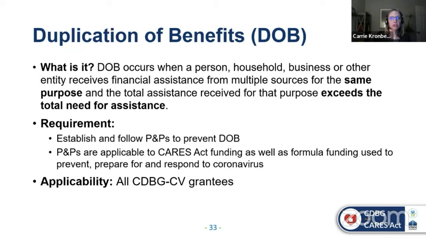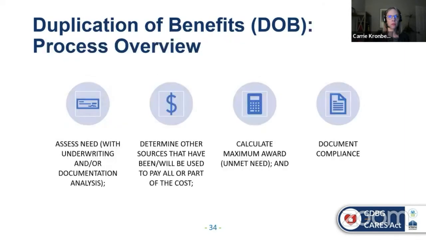You're required, as mentioned, to establish and follow procedures to prevent DOB, duplication of benefits. And these policies apply to your CARES Act funding, as well as other formula funding. You were given some flexibilities with the 2019 and 2020 annual CDBG program funding, so you're able to use it for some of the same purposes as CDBG-CV. So if that funding is used to address pandemic impacts, then that duplication of benefits policy and procedure would also apply. And then of course, all CDBG-CV grantees are subject to the requirement. It's not different for states versus entitlements.